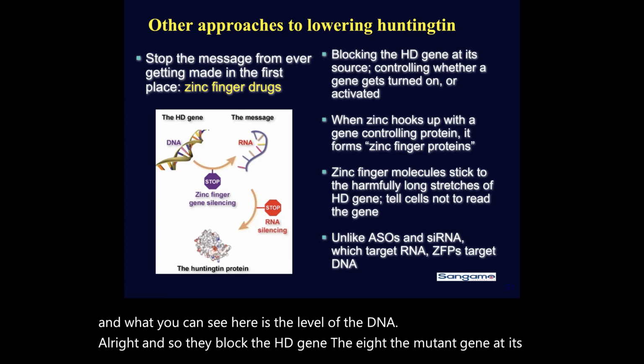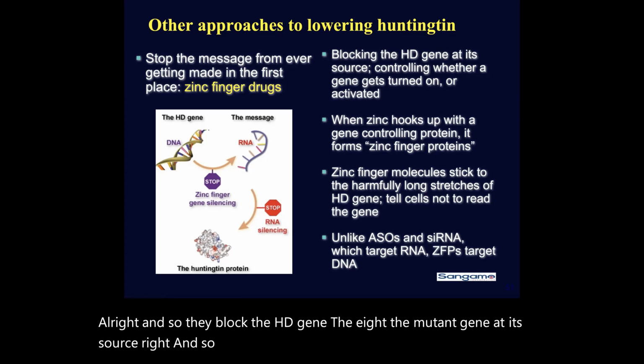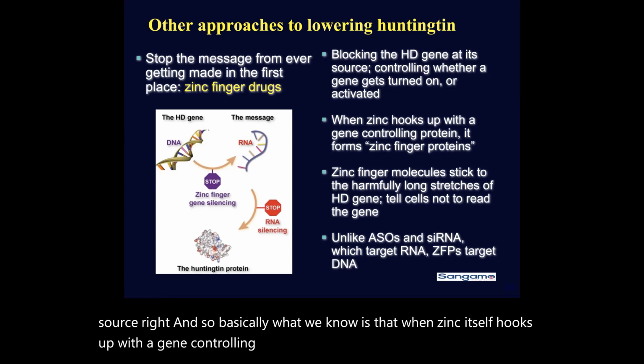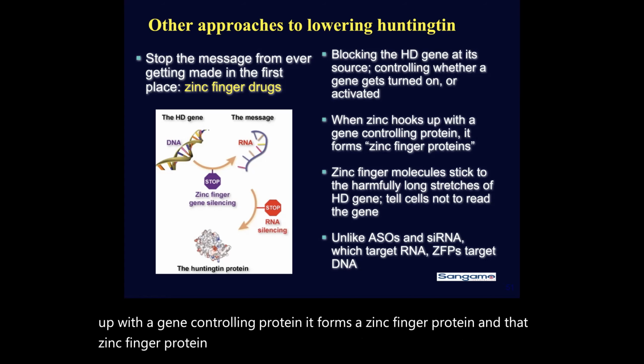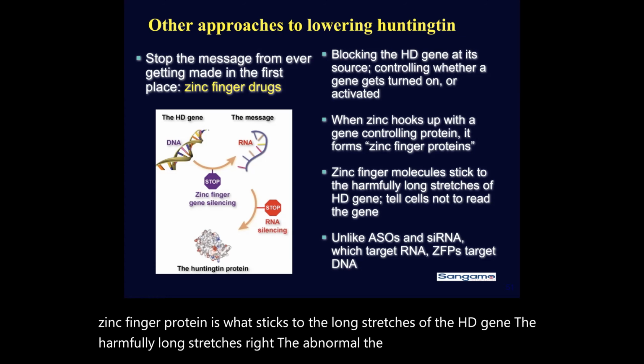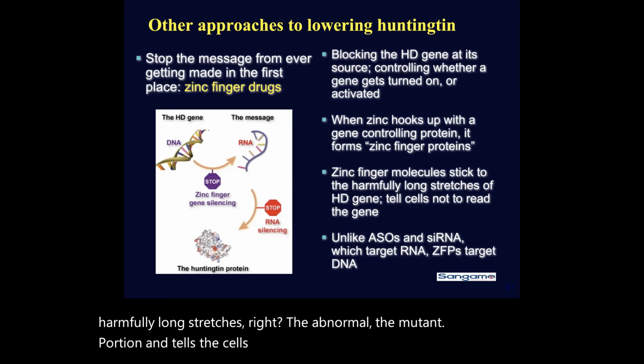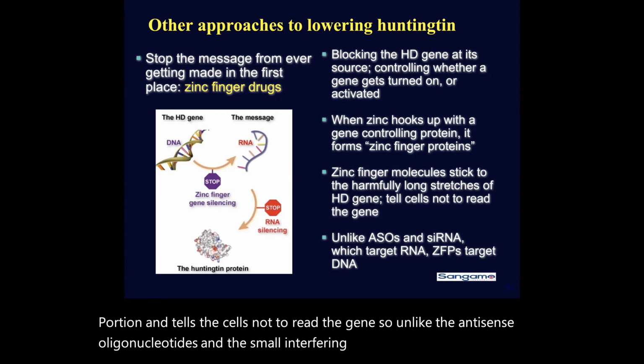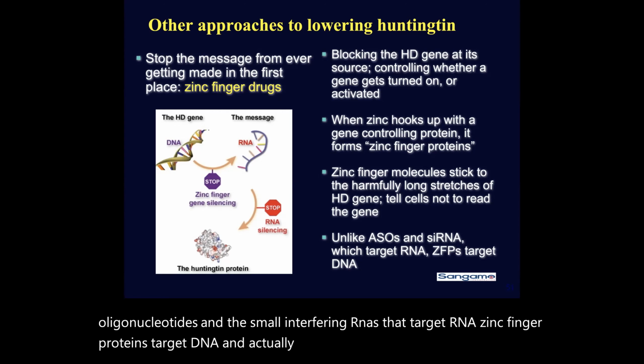All right, and so basically, what we know is that when zinc itself hooks up with a gene controlling protein, it forms a zinc finger protein, and that zinc finger protein is what sticks to the long stretches of the HD gene, the harmfully long stretches, right? The abnormal, the mutant portion, and tells the cells not to read the gene. So unlike the antisense oligonucleotides and the small interfering RNAs that target RNA, zinc finger proteins target DNA, the mutant DNA itself. So that's a very exciting approach.